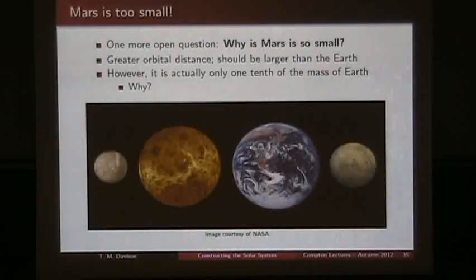One more open question that I want to discuss before the end of the lecture is, why is Mars so small? If you look at the terrestrial planets, Venus and Earth are around the same size, you'd actually expect Mars to be the same size as Earth, or bigger, because it formed further from the Sun, where there was more mass to accumulate into a planet. So people have been kicking around this question for a long time: why is Mars so much smaller? It's only around a tenth of the mass of the Earth.